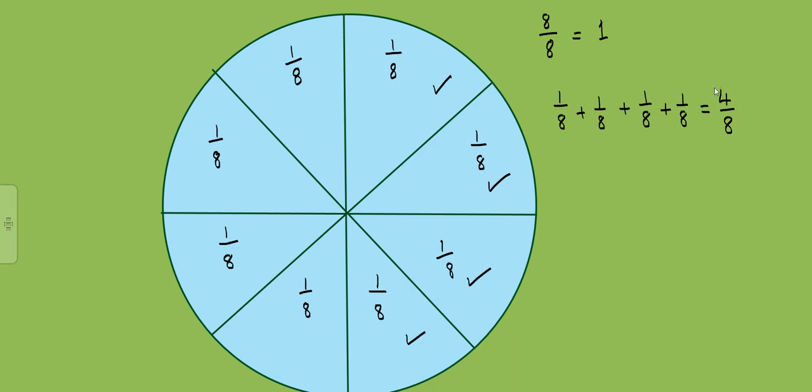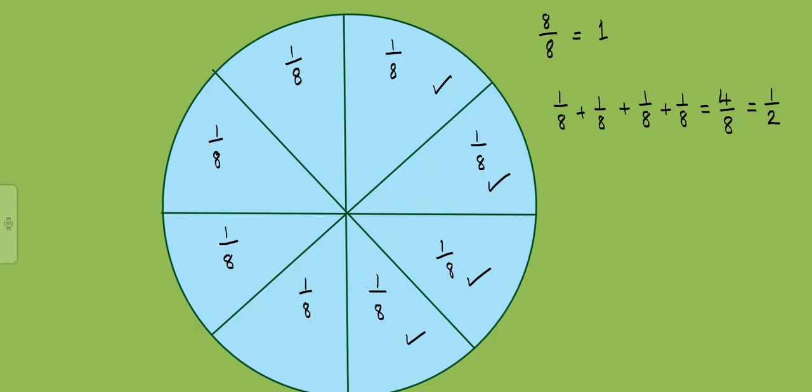And we look at our final answer when we've added them up, and we're looking to see if we can simplify it. Can this be simplified? Yes. There's a common highest factor of 4. 4 goes into 4 once. 4 goes into 8 twice. So it's the same as a half. And if we look, the visual helps us to see that.